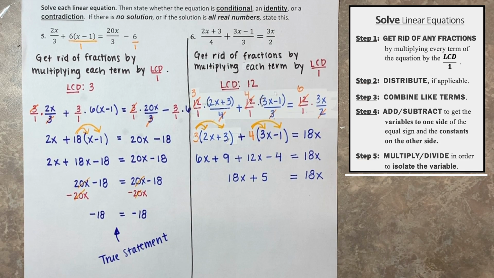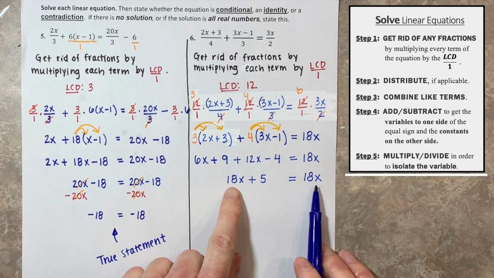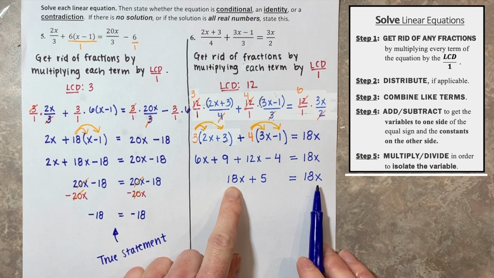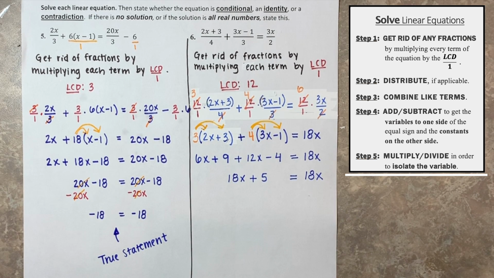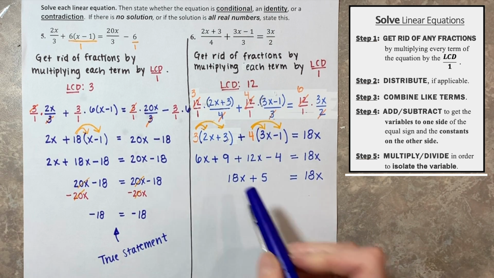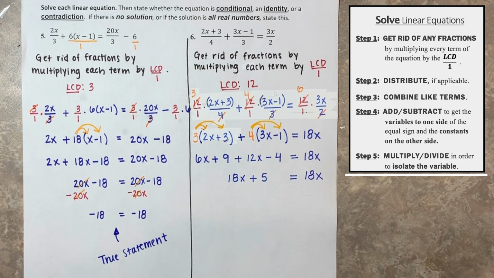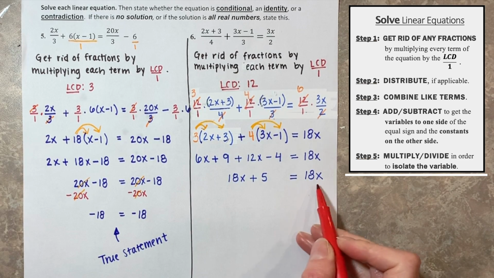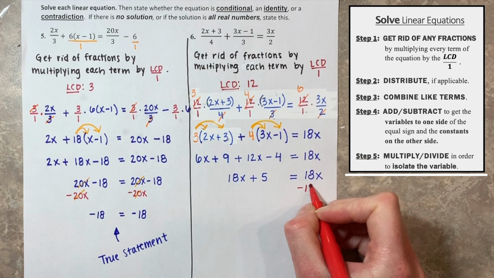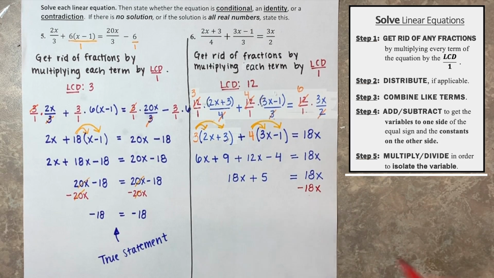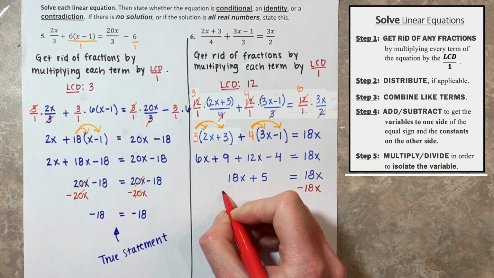The next step is we want x to appear on only one side of the equal sign. Right now, x appears on two different sides of the equal sign. So first, we're going to add or subtract in order to get x to appear on only one side of the equal sign. Let's say we want x to be on the left side. Well, then we need to subtract away this x on the right side. So let's subtract 18x from the right, and then we have to subtract 18x from the left.